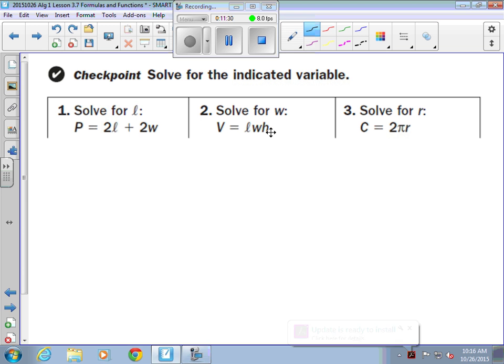Checkpoint number 1 says solve for L. P is equal to 2L plus 2W. Now we got 2 steps. It's not as simple as length times width. 2L plus 2W. You still want to get L all by itself.